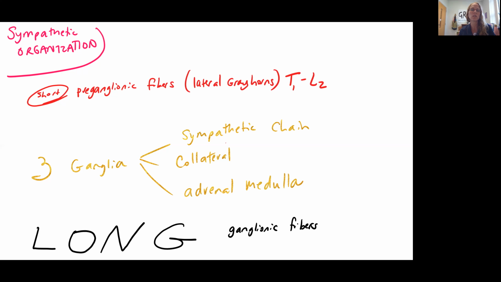And then the last feature of the sympathetic organization is that those ganglionic fibers, those fibers whose cell body is located in the ganglia, are very long. So the feature here is those three ganglia, for the most part, are located right up close to the spinal cord, and so that's what's allowing the preganglionic fiber to be short, but that's what's causing that ganglionic fiber to be very long. Now, whenever we talk about fiber, we're really just talking about the axon of that neuron, if you're getting confused with that.